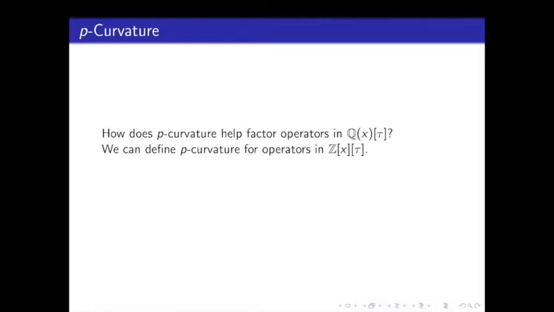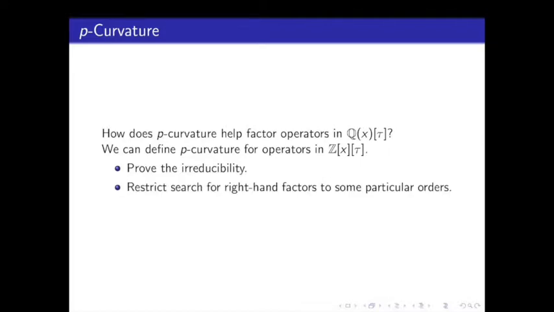So with p-curvature defined this way, we can prove irreducibility if some p-curvature of an operator is irreducible. If the p-curvature is not irreducible, then we don't know if the operator itself is irreducible or not, but we can restrict the search for right-hand factors to certain orders. Is there an example, like when one is reducible and the other is not? Yes, there is. Later you'll see that. For example, if we have an operator of order 10, and its p-curvature can be factored into two factors, one of degree 5 and another of degree 5, then we know the only possible right-hand factor of that operator should have order 5.